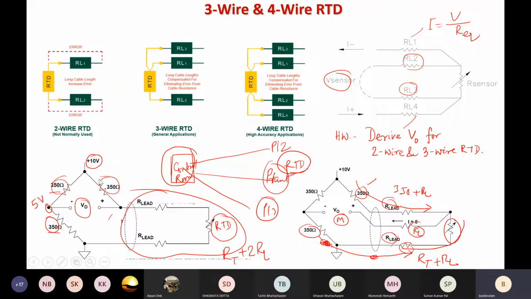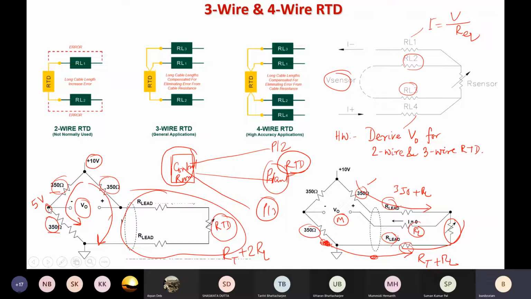The current passes through this branch and this branch, and across this V output branch, ideally no current will flow. Why? Because you can consider this one as an open circuit, or even if you put a voltmeter over here to measure the voltage, we consider the input impedance of the voltmeter very high, so that no current can pass through that terminal, right? So that's why we simply consider the current passing through this one and this one. These are the two parallel branches.